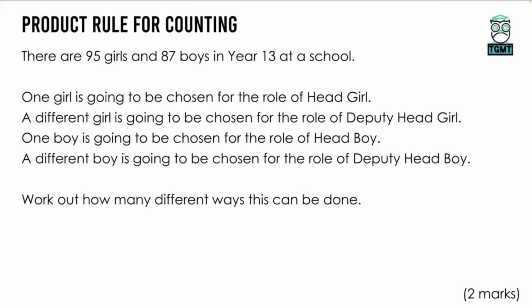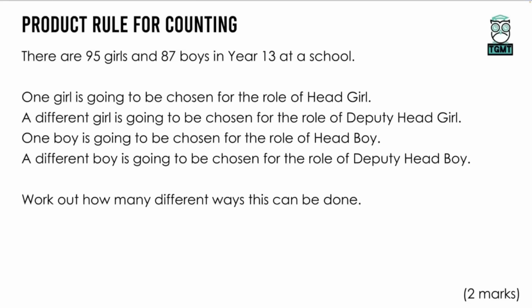It says here there are 95 girls and 87 boys. One girl is going to be chosen for the role of head girl, and a different girl is going to be chosen for the role of deputy head girl. And then we have the same options for the boys. It says work out how many different ways this can be done. Now with the product rule for counting, and the hint is in the title for this, product means to multiply. So all we have to do is find the different options in each scenario, and we'll multiply them all together.